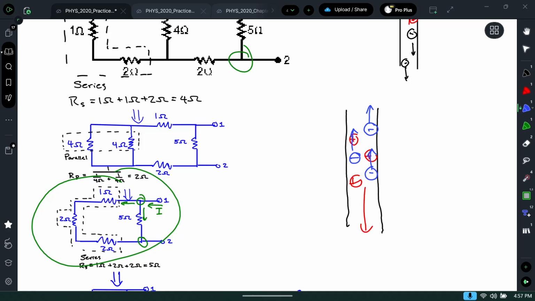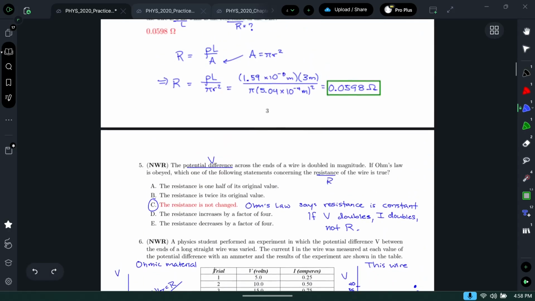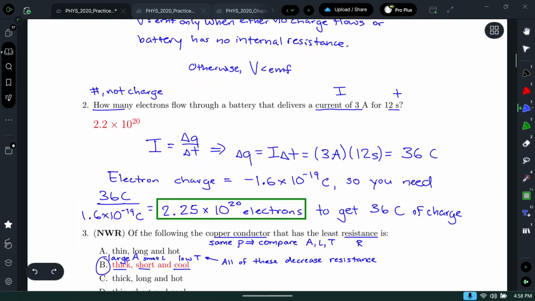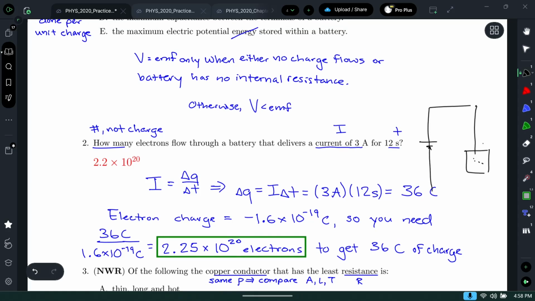Other questions? Can you go through number 2 on the practice exam, please? Sure. Okay. So, let me draw the circuit for this one. We've got a battery that delivers a current of 3 amps for 12 seconds. To what? I don't know. It doesn't say. So we'll just say some object, some device. Put it in a black box.